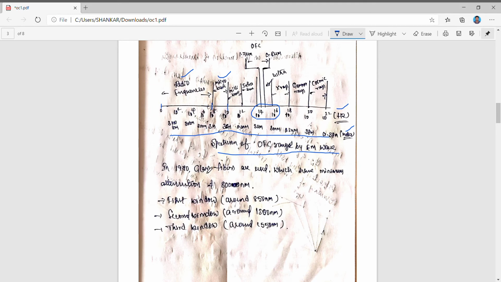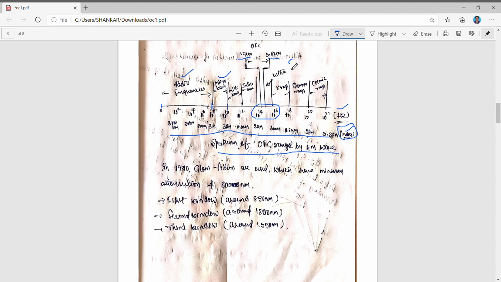Okay, generally optical fiber communication involves a wavelength range of 0.8 micrometer to 1.7 micrometer, as I already told. The frequency bandwidth we selected in terms of hertz is here represented in terms of meters. So we are representing it with the meter conversion. Here the bandwidth of the optical communication system occupies a range of 0.8 micrometer to 1.7 micrometer.